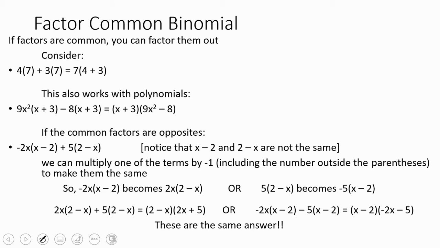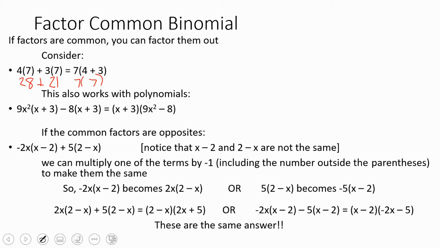If you don't believe me, 4 times 7 is 28. 3 times 7 is 21. 4 plus 3, order of operations says parentheses first, so 4 plus 3 is 7. 28 plus 21 is 49. 7 times 7 is 49. Okay, that's just the distributive property, kind of backwards.